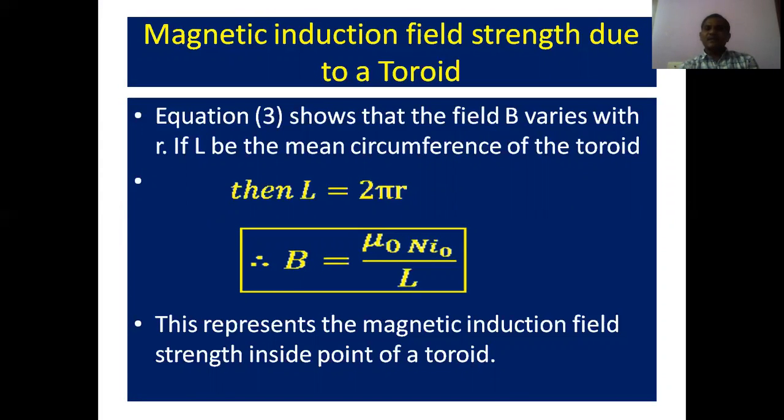Let L be the mean circumference of the toroid. Then L is equal to 2 pi into r. The length of the toroid L is equal to 2 pi r. Then substituting that, since L is equal to 2 pi r, the length of the conductor L equals 2 pi r, then B is equal to mu naught N I naught by L. So this represents the magnetic induction field strength inside the toroid.